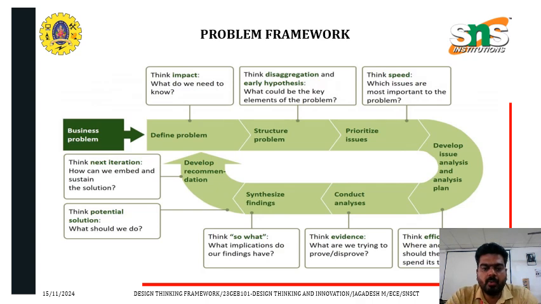And accordingly, we have to define the problem, structure the problem, prioritize the issues, develop the issues analysis and analysis plan, conduct analysis, synthesize findings, and develop recommendations. So these are all things we have to consider.